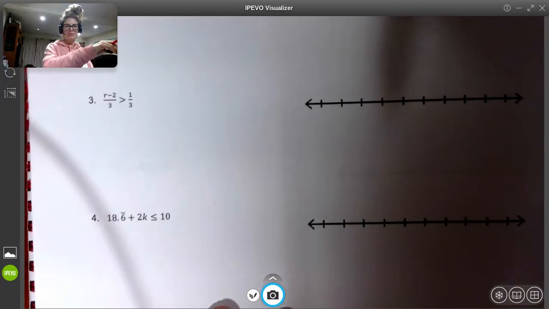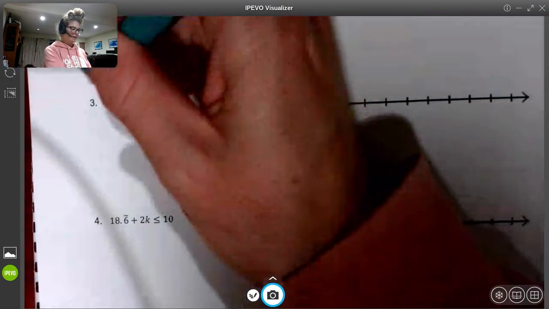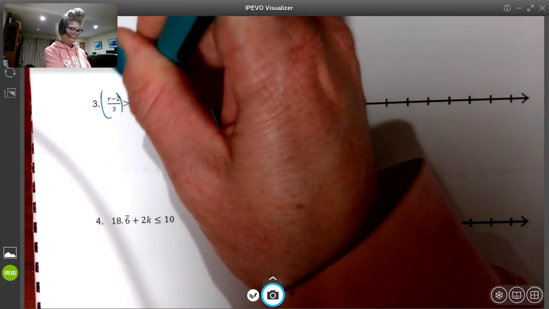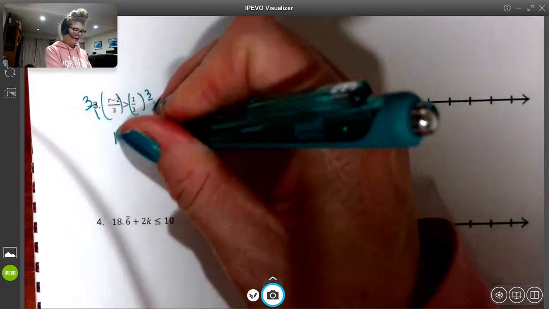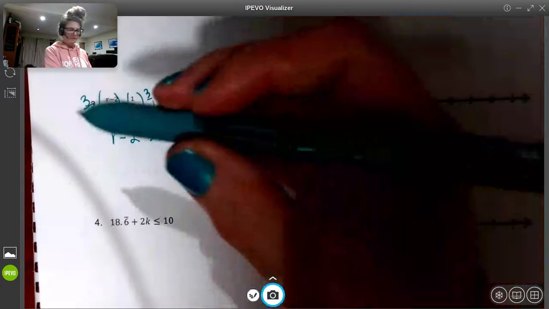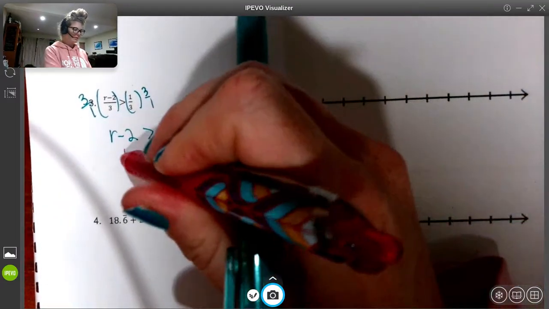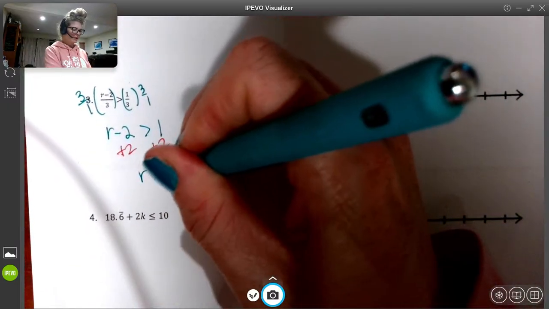Taking a look at number 3, our goal is still the same. We still want to isolate that variable. So I'm going to multiply both sides by 3. You can think about that as 3 over 1. And then we'll have r minus 2 is greater than 1. To isolate my variable, I'm going to add 2 to both sides. When I do that, I get r is greater than 3.